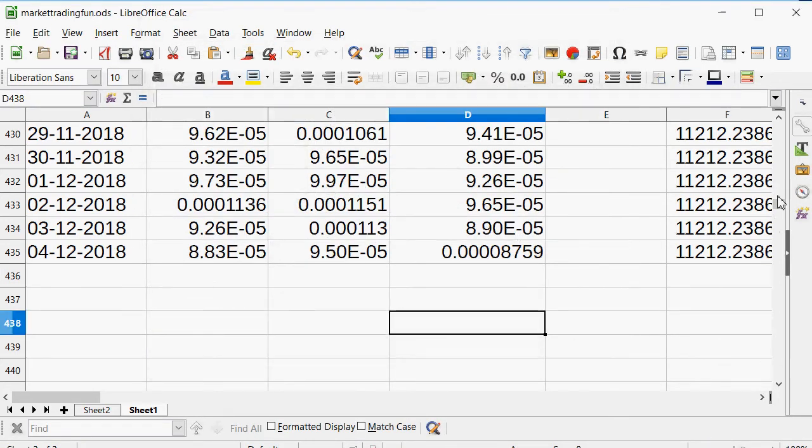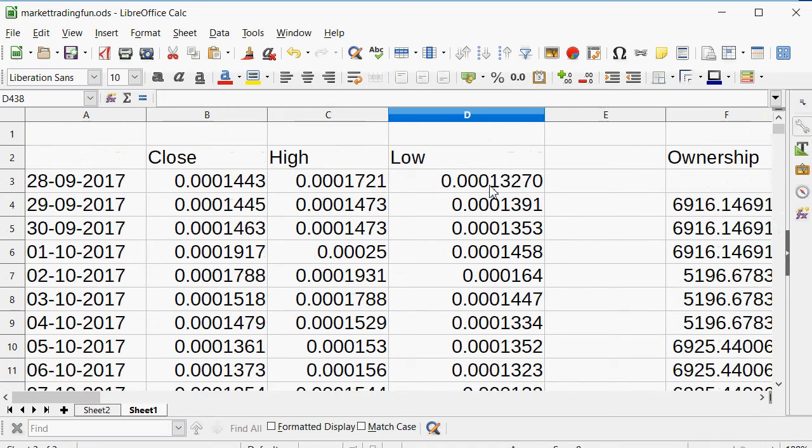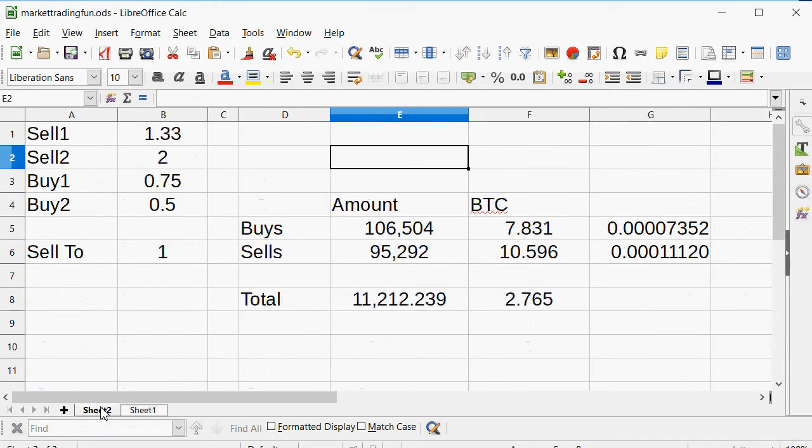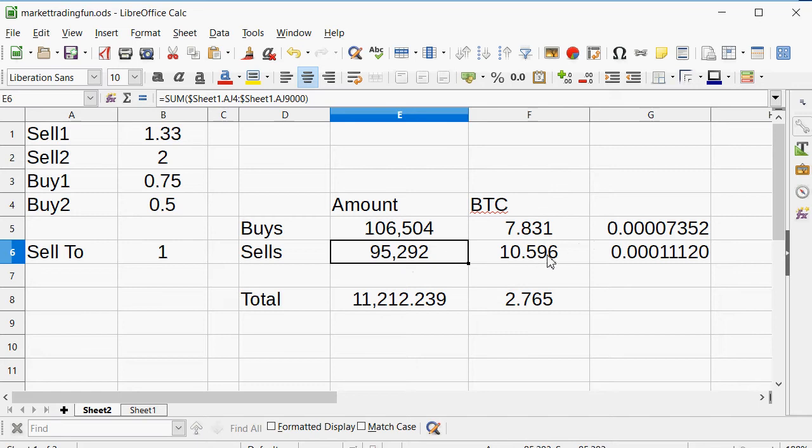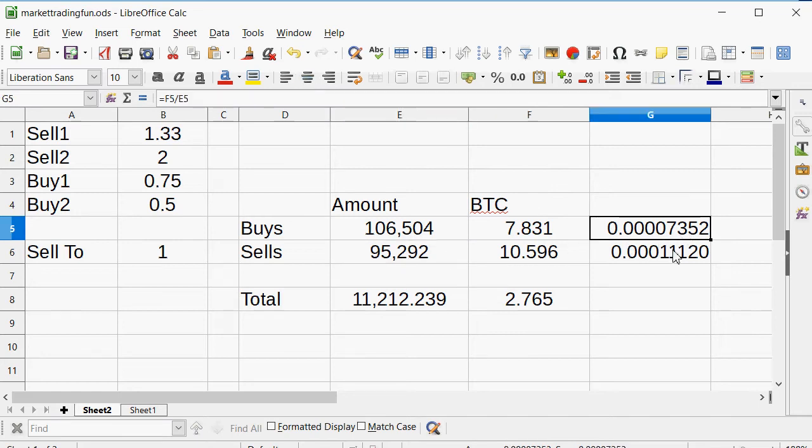So the market is actually down marginally. Oh, we know this is going to be up 2.765 using these numbers. So you'd have 106,000 buys, 7.83 Bitcoin. You would sell a little less and sell for decently more. But when your buy average is 73.50 and your sell average is 11,000, that's going to happen.